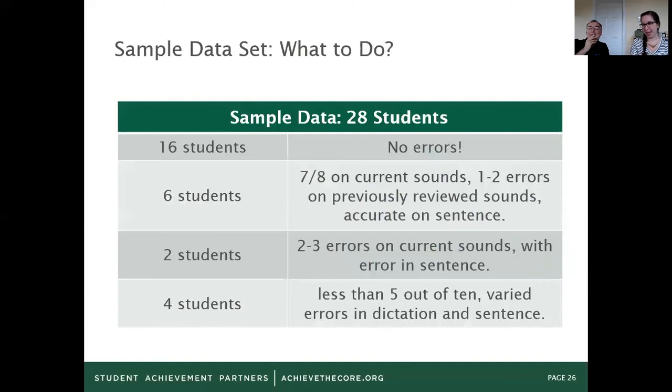So in a sample class of 28 students, we've got a little more than half with no errors on this weekly dictation. We have a smaller group who were pretty close, just 1 to 2 errors on previously reviewed sounds. 2 students that have some current sound error, and 4 students who are scoring pretty low, less than 5 out of 10 with varied errors.